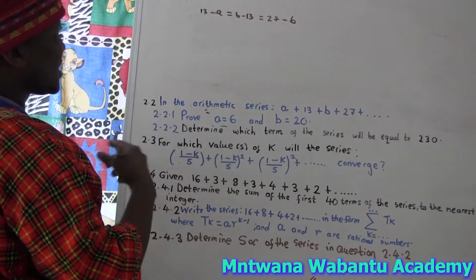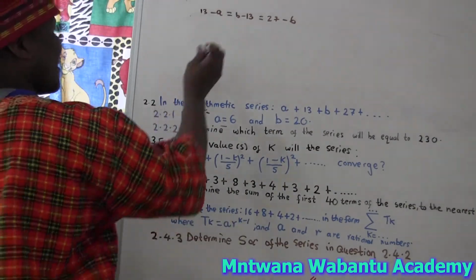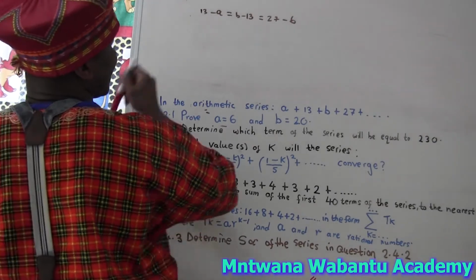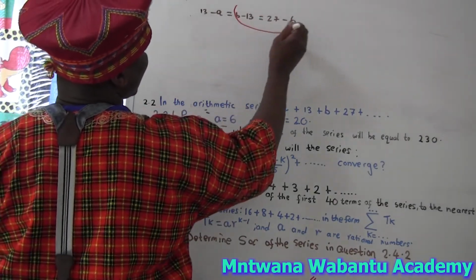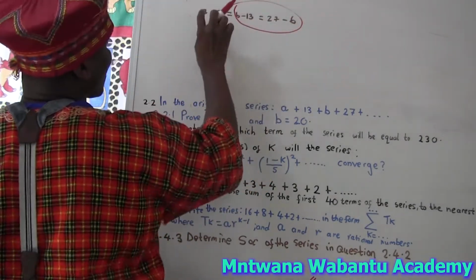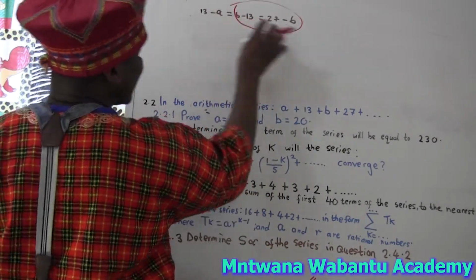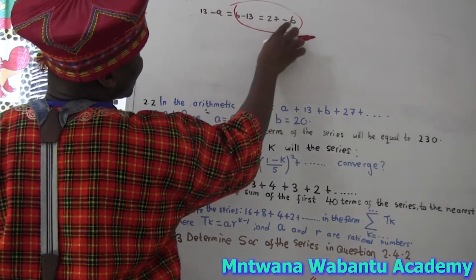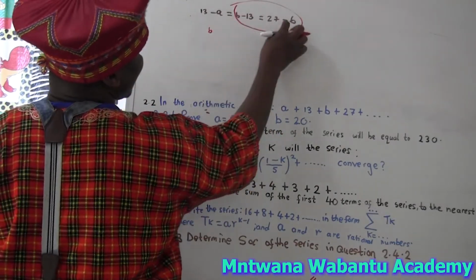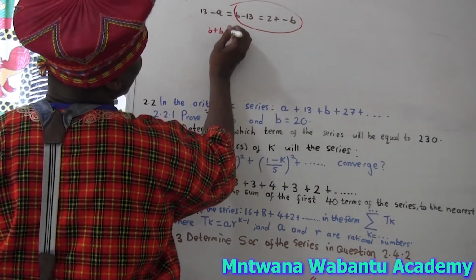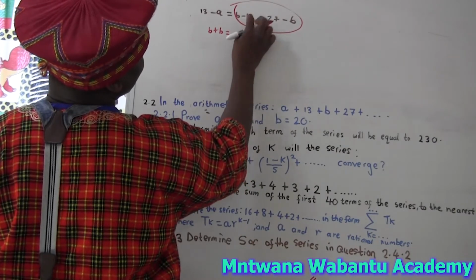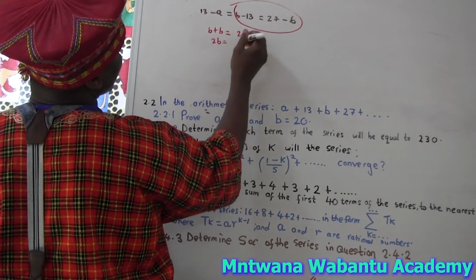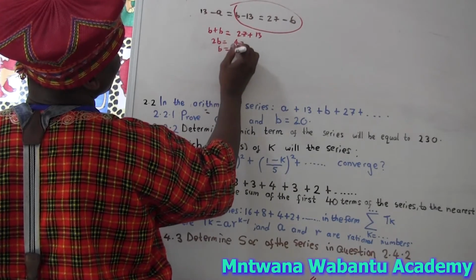So I can equate whichever one. I want to see which is going to make my life easy. Let me start with this first, because this is going to help me to get B. You can equate this and this, or however you want, because all of them are equal. This B is negative, it comes over and becomes positive. This is 27, and negative 13 goes over and becomes positive 13. So 2B equal to 40, so B equal to 20.